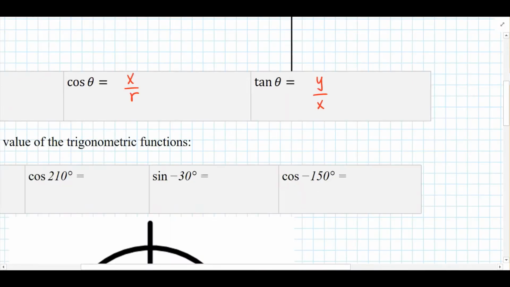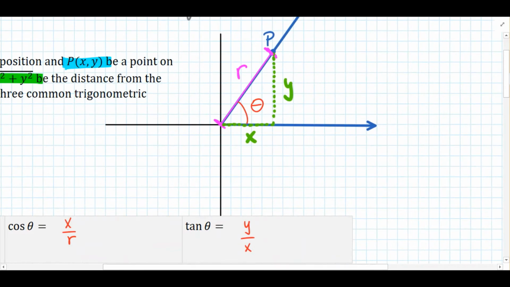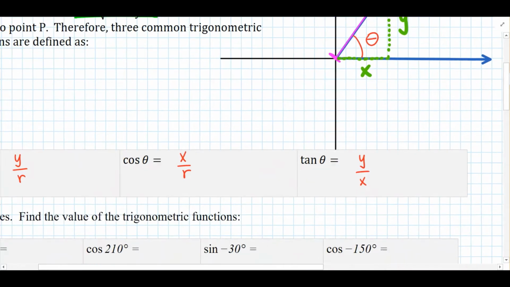You should notice the x, y, and r measurements are the same as the adjacent, opposite, and hypotenuse side lengths as described in another video.